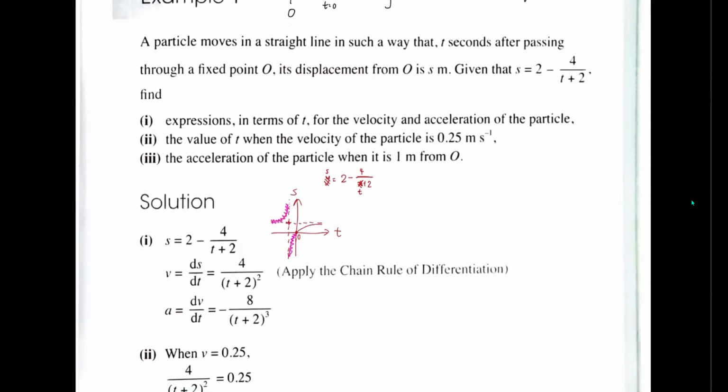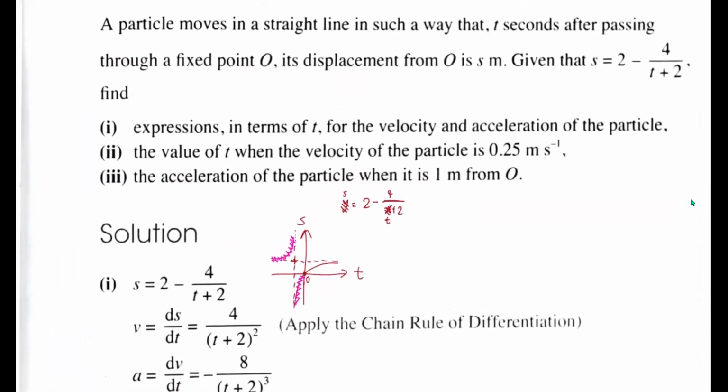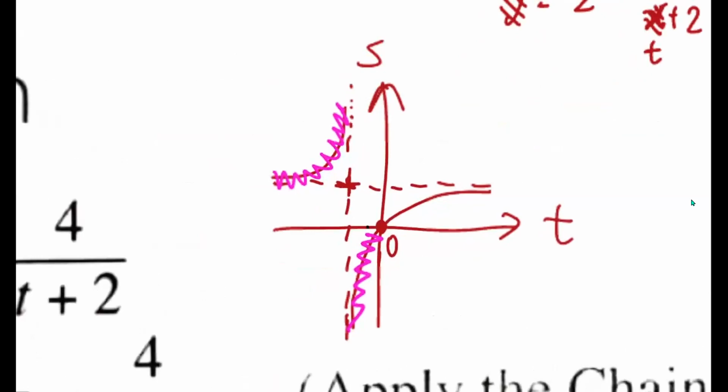Just for fun, I decided to draw the graph of s equals 2 minus 4 over t plus 2. The graph looks like this, but the only relevant part is when t is more than or equal to 0. So I scratched away the parts where t is not more than or equal to 0 using pink color. Focus only on this right half here.